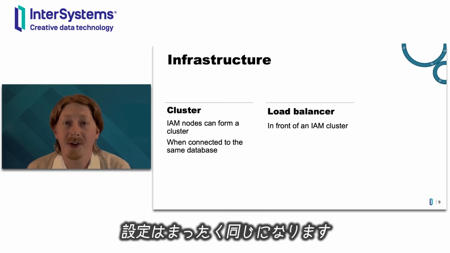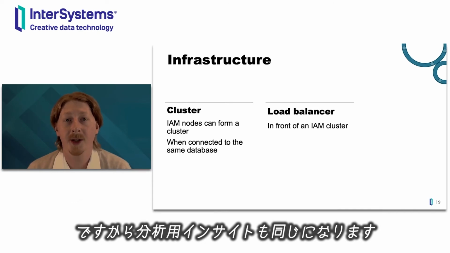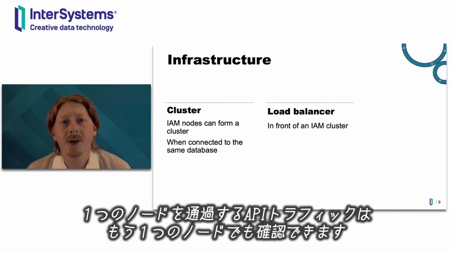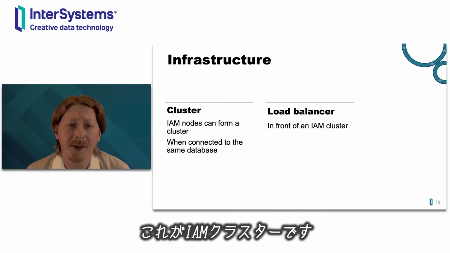And that means they have the same services, the same routes, the same workspaces, the same plugins that are enabled, and they will also share the same analytical insights, right? So all the API traffic that goes through one node is also visible on the other node, right? So you get a complete aggregated view of your API traffic. And that's really powerful. That's an IAM cluster.